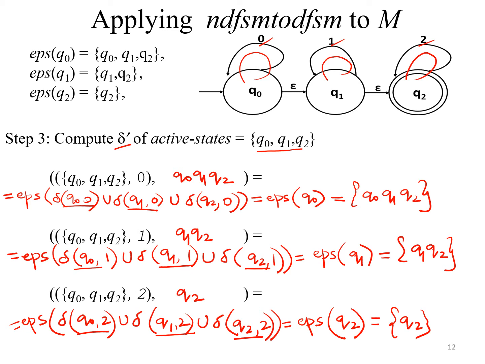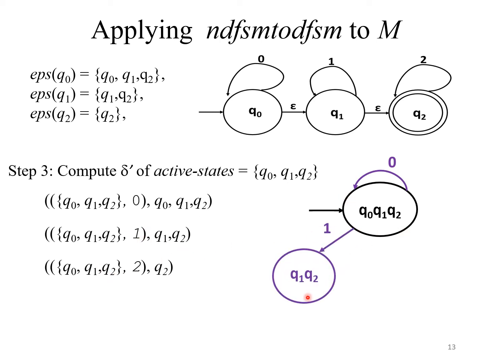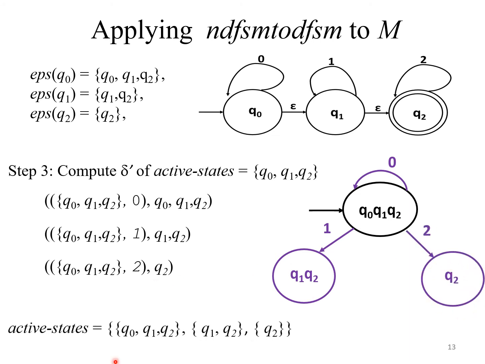So by now you can see here Q0, Q1, Q2, 0 is going to state Q0, Q1, Q2. 1 is going to Q1, Q2 and 2 is going to Q2. So we have obtained 3 active states by this step. That is, from the start state Q0, Q1, Q2, 0 is going to the same state taking a self loop. 1 is going to a new state, that is Q1, Q2, and 2 is going to state Q2. So as of now we have obtained 3 active states: Q0, Q1, Q2, Q1, Q2 and Q2.